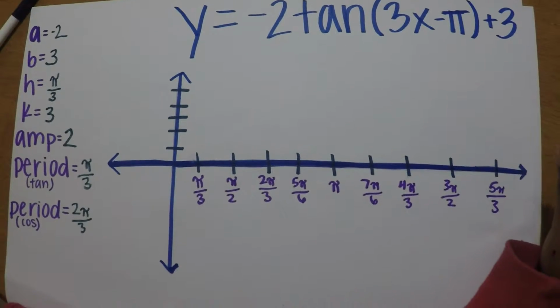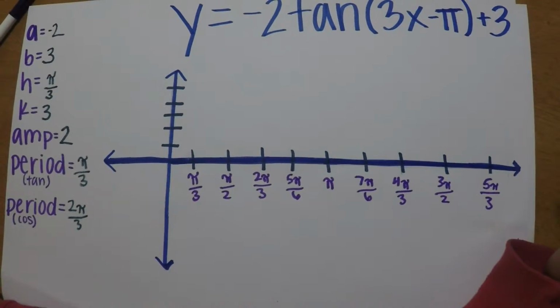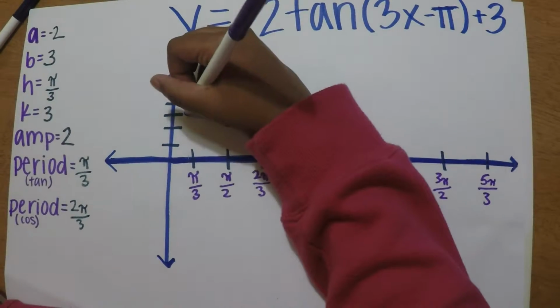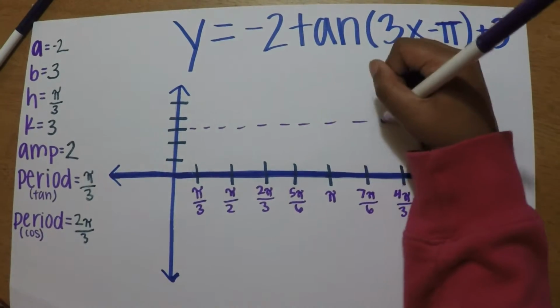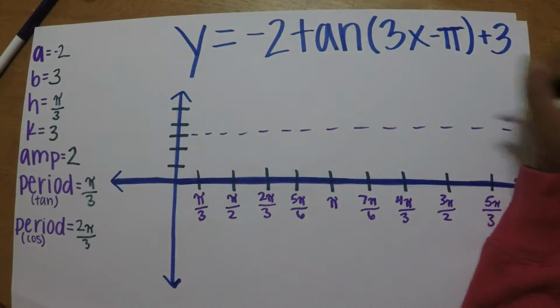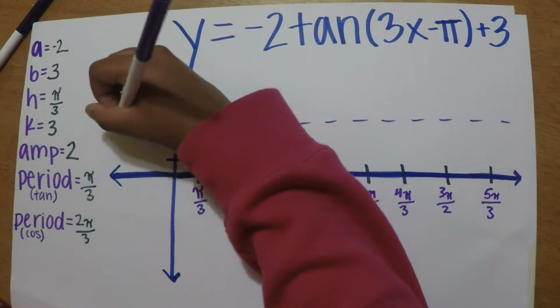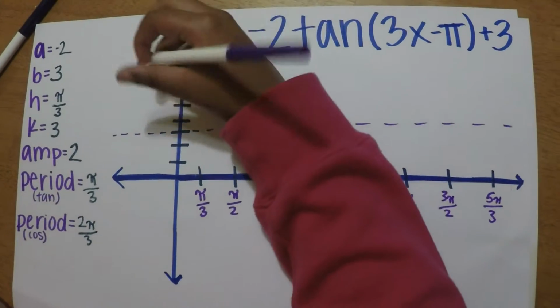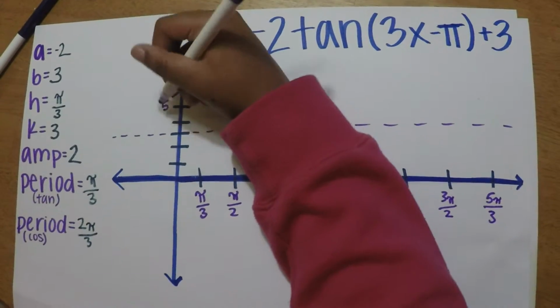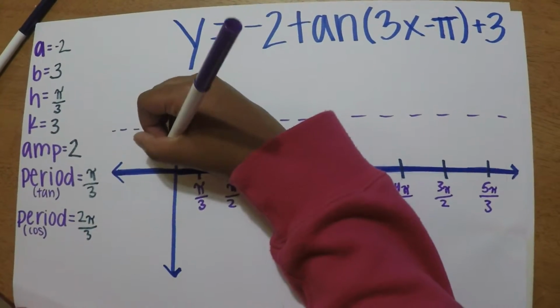Because the k value is 3, that is where the sinusoidal axis will be. Since the amplitude is 2, you have to go 2 above for the maximum, which will be 5, and 2 below for the minimum, which will be 1.